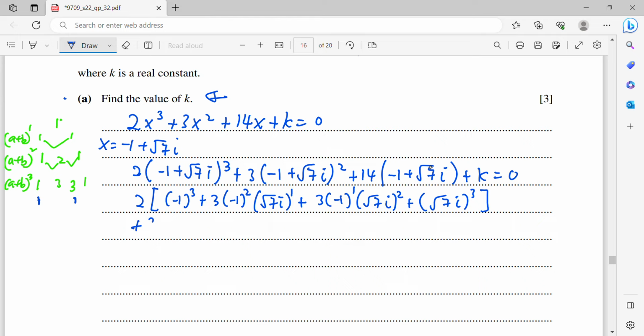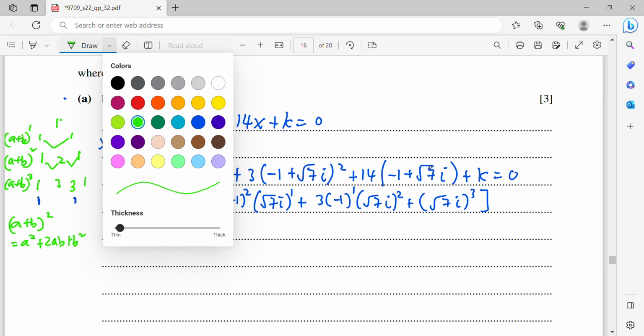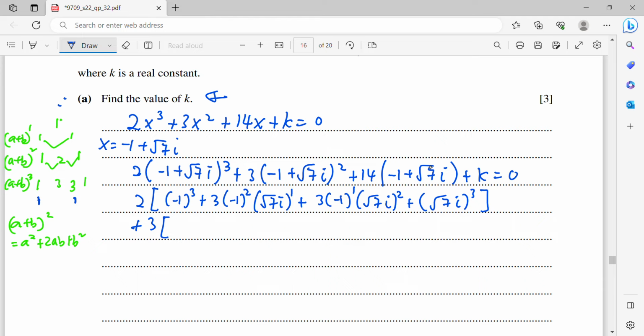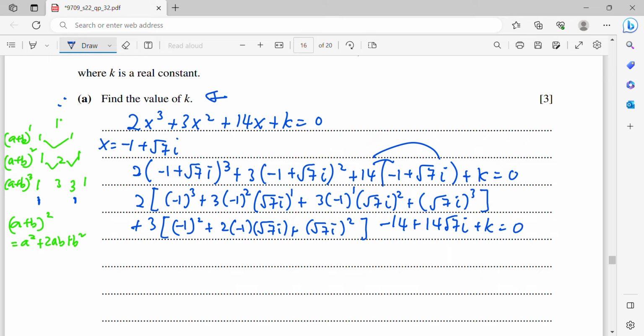And then plus 3 bracket for the squared, you use the formula for quadratic expansion. A plus b squared is a squared plus 2ab plus b squared. So from here, I will get minus 1 squared plus 2 bracket minus 1 square root 7i plus square root 7i squared. And then here just direct expand. Minus 14 plus 14 square root 7i plus k equals to 0.